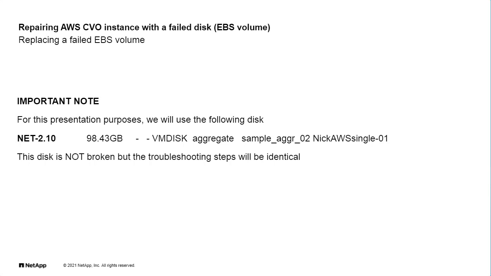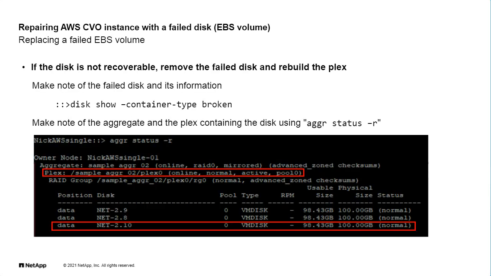So the first thing you want to do is identify your broken disk. So from this CVO CLI, ONTAP CLI, run a disk show -container-type broken, and this will list your broken disk. Again, I was not able to perform this for the webinar, but this will list the disk that is actually broken. And once you have this information, you will want to make note of a few items that will be very important down the road.